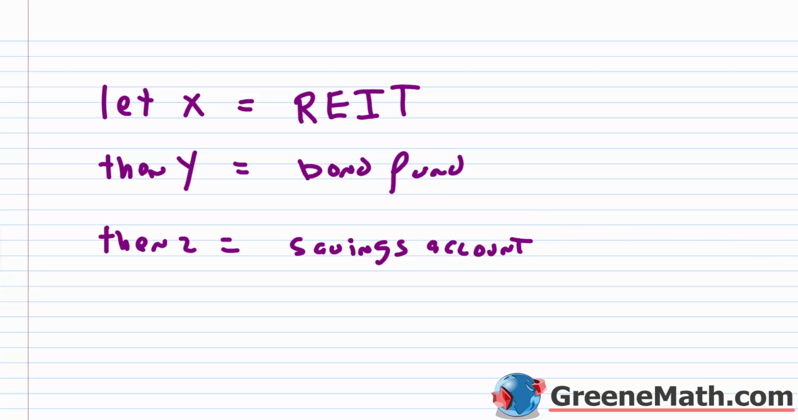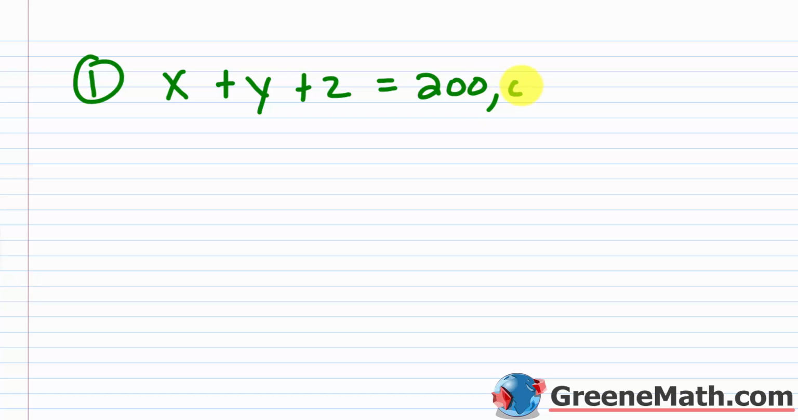Okay, so we need to get 3 equations to solve for the 3 unknowns that we have here. Let's think about the first equation. The first equation is pretty easy. You know that the amount that he invests is $200,000, and he invests this with 3 different investment vehicles. So it must be true that X plus Y plus Z equals 200,000. That can be my first equation: X plus Y plus Z equals 200,000. That's an easy one because the amount he invests in the REIT, which is X, plus the amount in the bond fund, which is Y, plus the amount in the savings account, which is Z, has to be equal to 200,000 because that's what he puts into all 3.